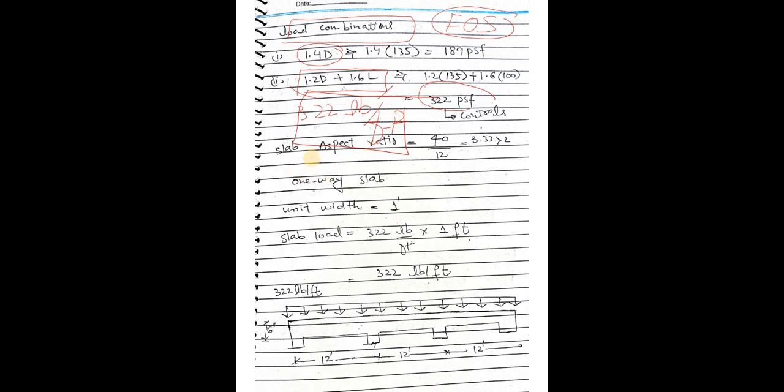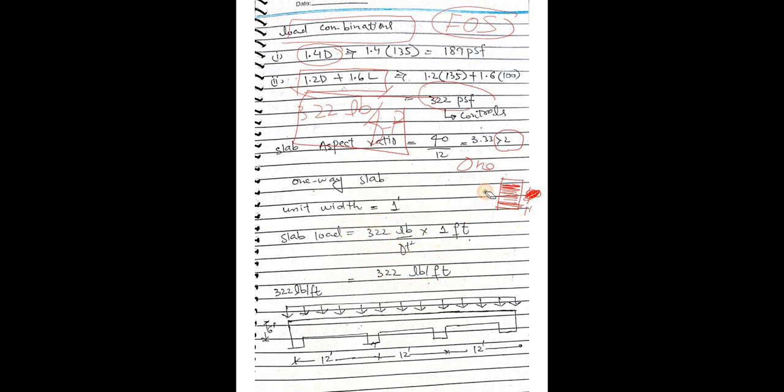Now we go into the detailed design of the slab after the calculation of load. So the slab aspect ratio is 3.33, it is greater than 2, so it is a one way slab. Must remember that a one way slab is designed for unit width. It means that if your slab is 40 feet by 12 feet, we don't take it all. We just see that this is 12 feet and this is 1 foot, and we apply this whole design to the 40 feet. So 322 multiplied by 1 foot means 322 pounds per foot. This is your free body diagram.